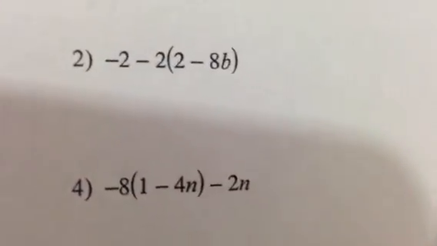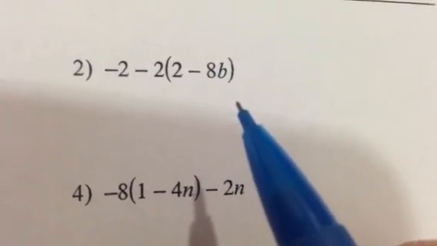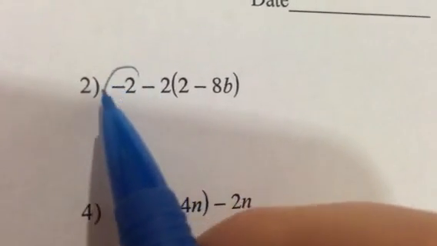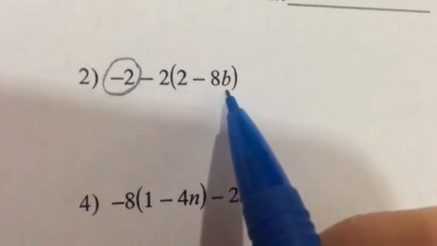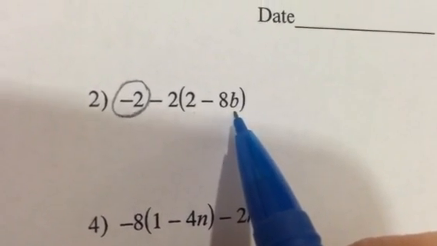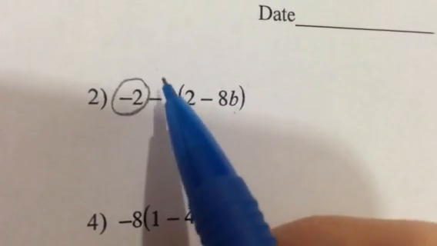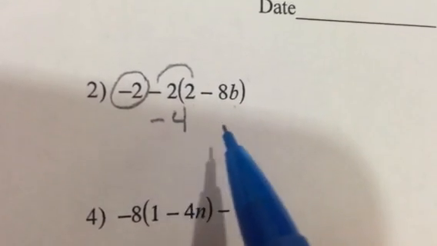Number 2. Negative 2 minus negative 2 times 2 minus 8b. Oh, just saying that makes my brain hurt. Okay, so the way we do this is always remember that this first 2, this constant, is all by itself. Do we see anything inside the brackets that we can combine? No. So let's go on to exponents. We don't see any exponents, so we don't have to worry about that. Multiplication, a negative 2 times a positive 2 is going to give me a negative answer, negative 4.